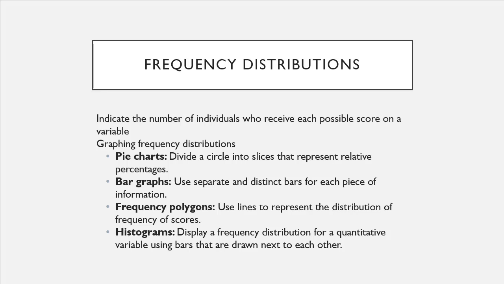A frequency polygon and a histogram kind of go together. We know what a histogram is, but a frequency polygon is essentially drawing lines that connect the frequencies for each value that we have in a histogram, as opposed to using bars. So we're going to take a look at some examples of those real quick.